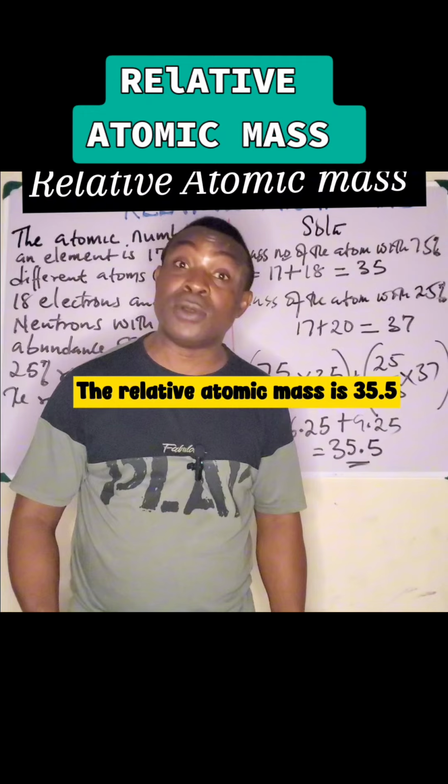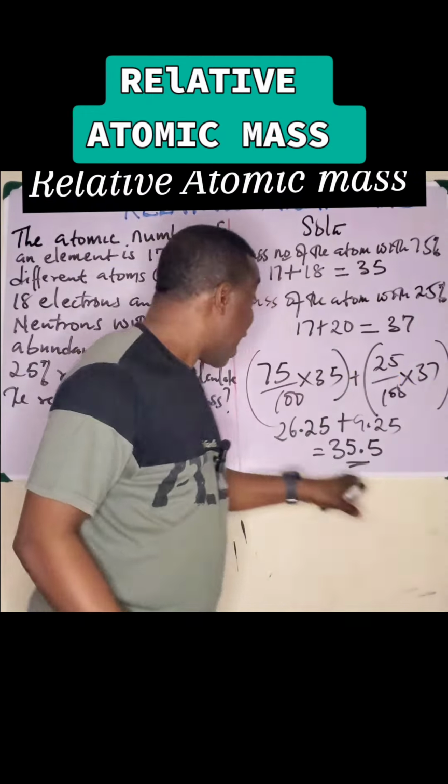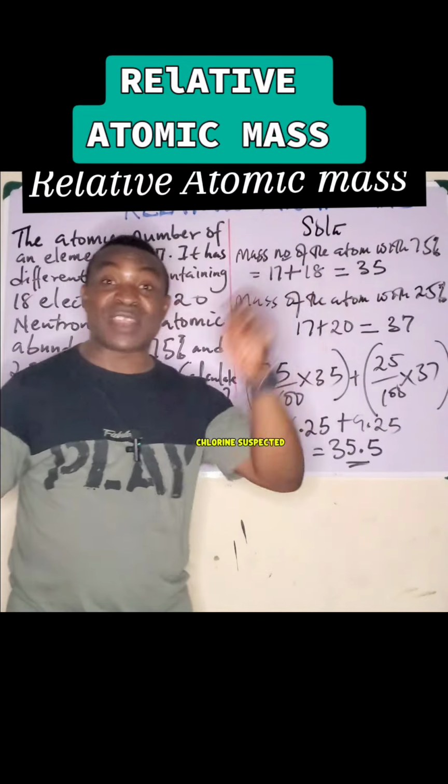And we can suspect chlorine because chlorine has the relative atomic mass of 35.5.